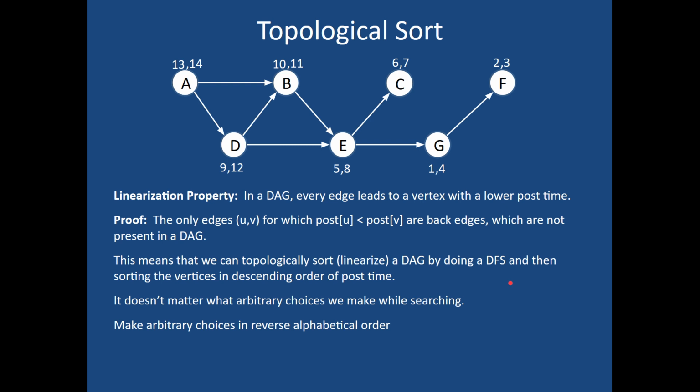If you look at the post times and go into descending order of post times, you get topological order. So you get A, D, B, E has the 8, then C has the 7, and then G, and then F. There it is. What's significant about the topological order, or the linearized order of a DAG? Why is that important?